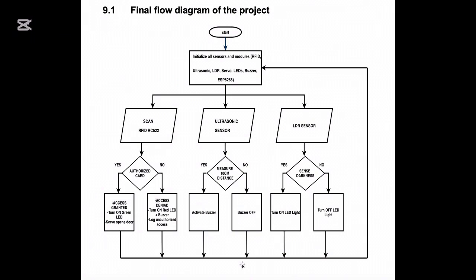This is my flowchart diagram, and I will take you through all the steps. On the start, once you put in the 5 volt, it will initialize all the sensors. As the sensors are initialized, I will start with the RFID. For it to scan, you will need an authorized card.